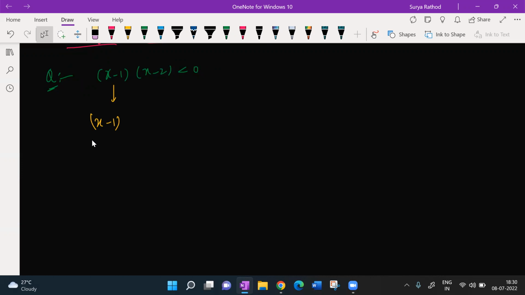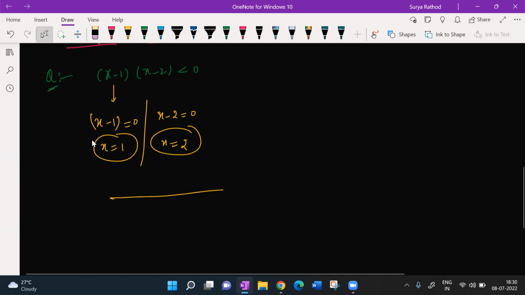So can we equate it to 0? x minus 1 is equal to 0, x is equal to 1. First of all, what you have to do is find the zeros of these terms. x is equal to 1. x minus 2 is equal to 0, and x is equal to 2. So x is equal to 1 and 2.